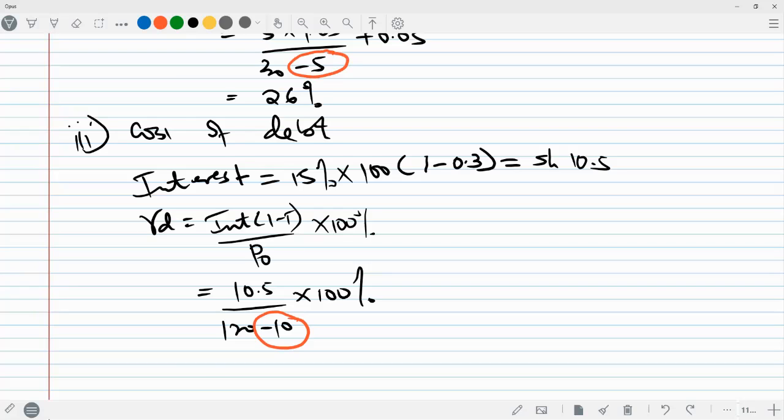Can you get how much? 9.5. So 9.5% is the cost of this debt, and you're done. Because the money came from three sources: from issued shares, from retained earnings, and from debt.